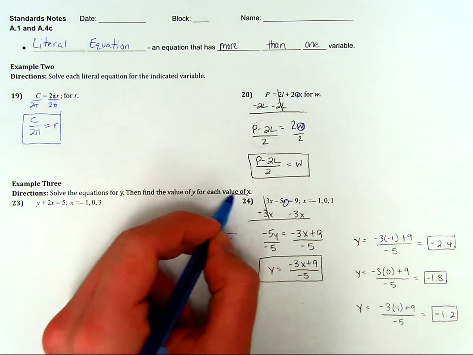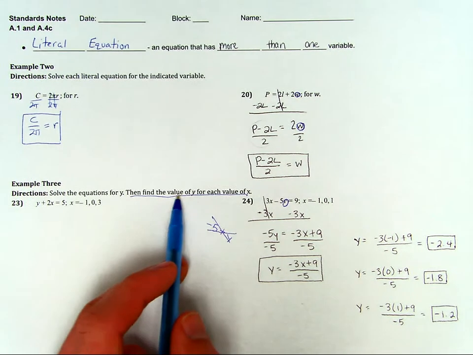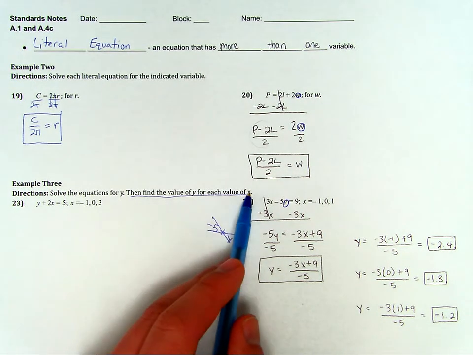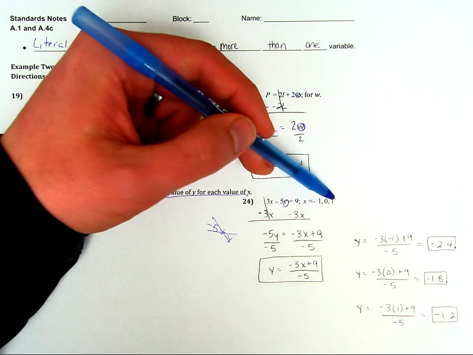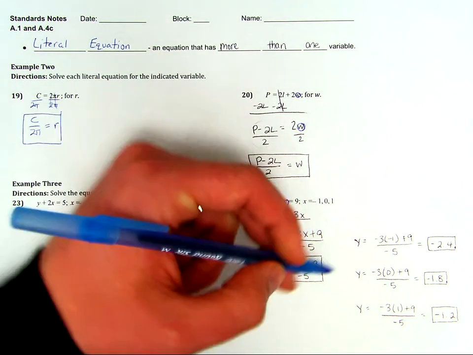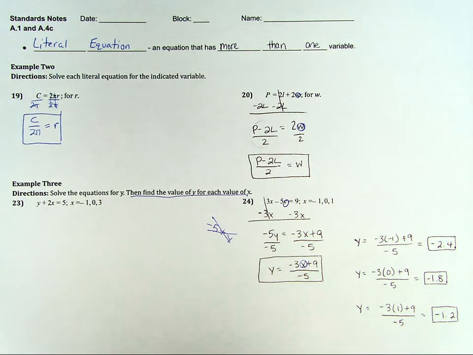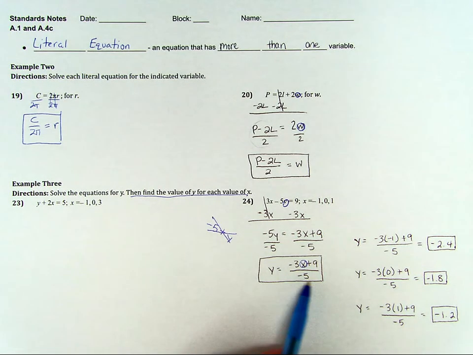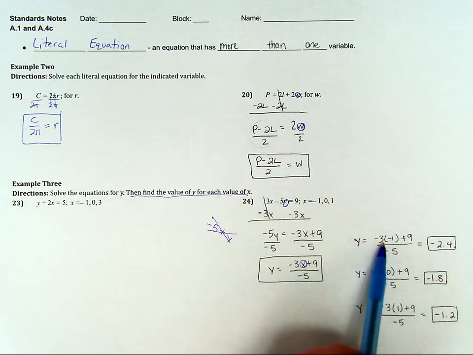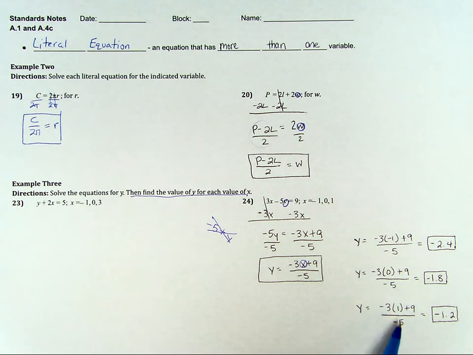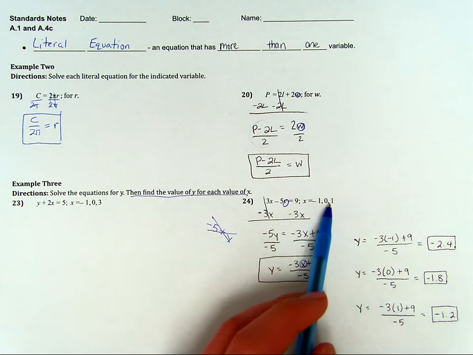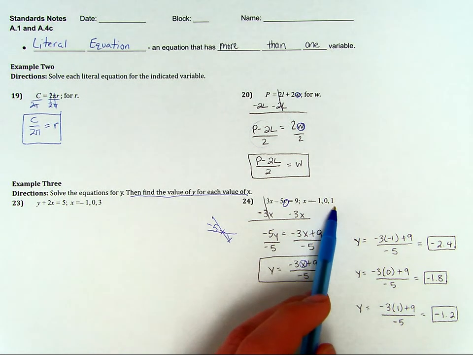Notice that the second part of this question says, then find the value of y for each value of x. So since we are taking each of these three numbers and plugging it in for x, remember this is called evaluating. And even though this looks messy, remember that we can plug it into Desmos and get our answer. All right. So what I did is I plugged in this equation. I plugged in a negative 1 for x. I plugged in a 0 for x. And I plugged in a 1 for x. Those are the three numbers it asked me to evaluate for.